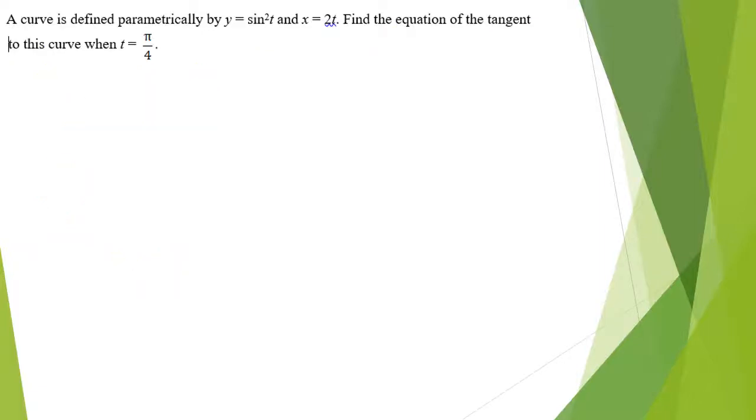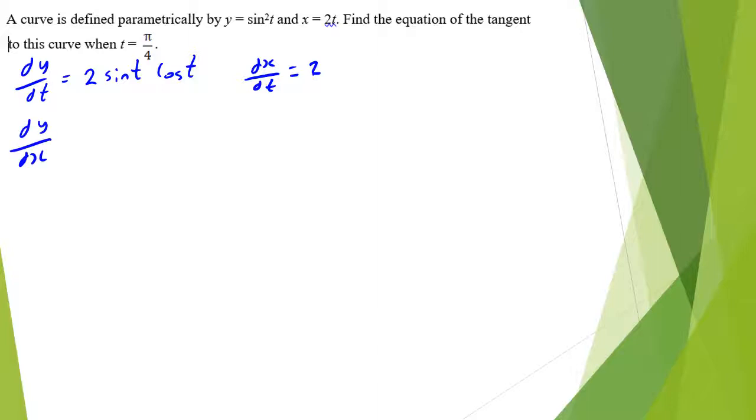Okay. Next question, the curve is defined parametrically, so you will have to differentiate dy over dx. You need to differentiate the y with respect to t first, using the chain rule, and the x with respect to t is 2, so dy over dx is this one divided by that. 2 divided by 2 is 1, so that's why you end up with sine t cosine t.